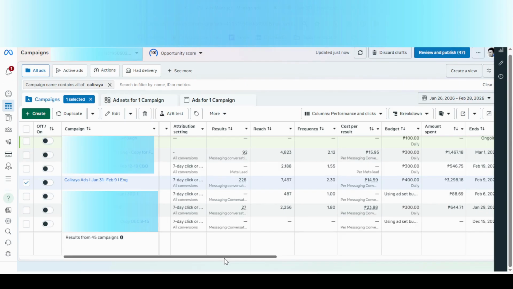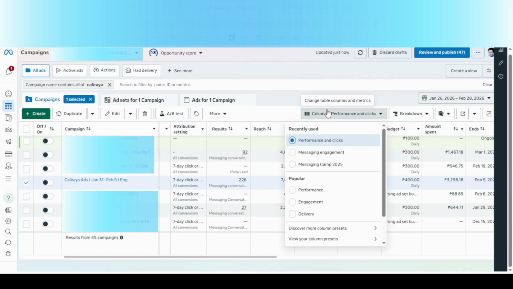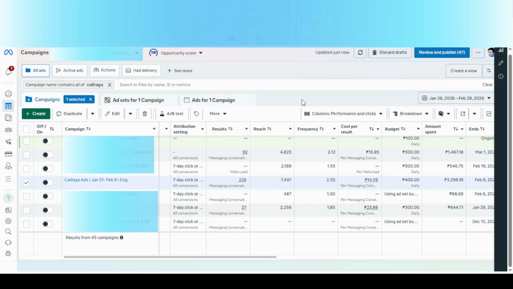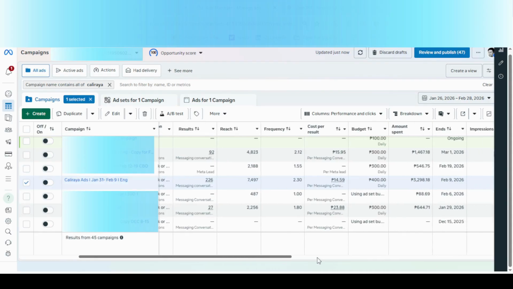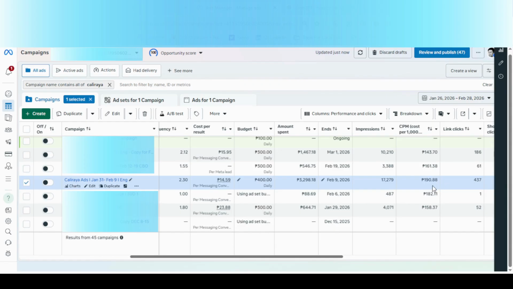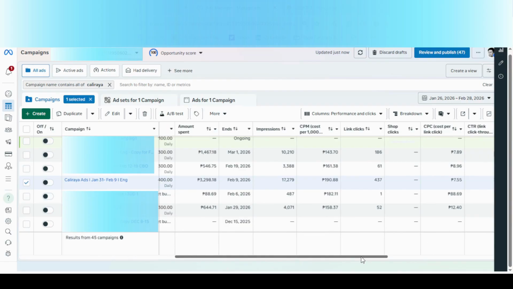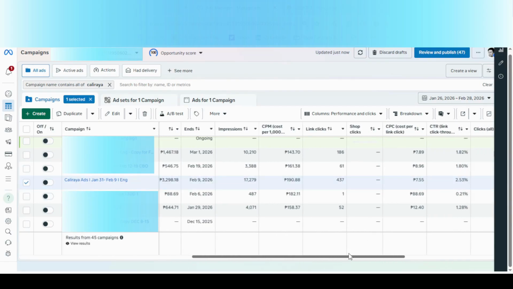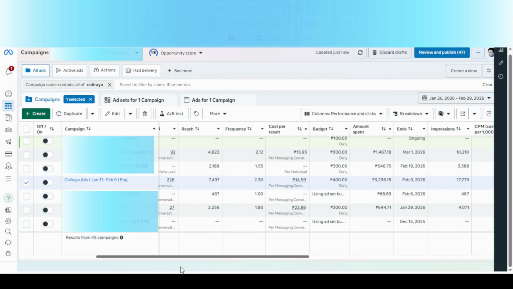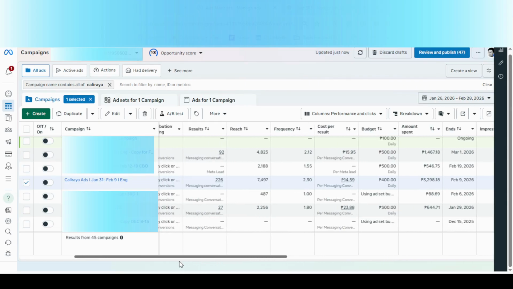Today's topic, we're going to discuss how to check your campaign ads performance. Inside your ads manager, go to the columns and click performance clicks. Now, there are four things we're going to check here. First is your frequency. Second, cost per result, and then the CPM, cost per 1,000 impressions, and last is your click-through rate. So I'm going to discuss the significance of each metric.